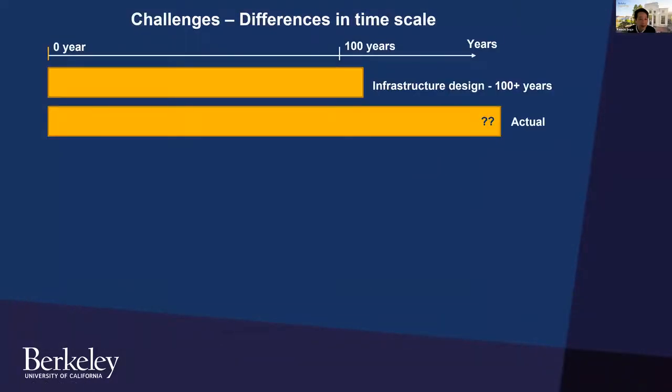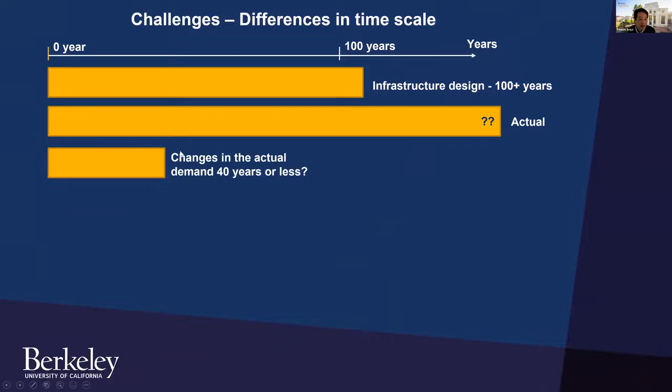The challenge actually is the difference in time scale. We tend to design our infrastructure for 100 years, or maybe you want our infrastructure to last more than 100 years. But then the actual demand, for example, what you see in certain towns that you live in, may be quite different from 40 years ago.